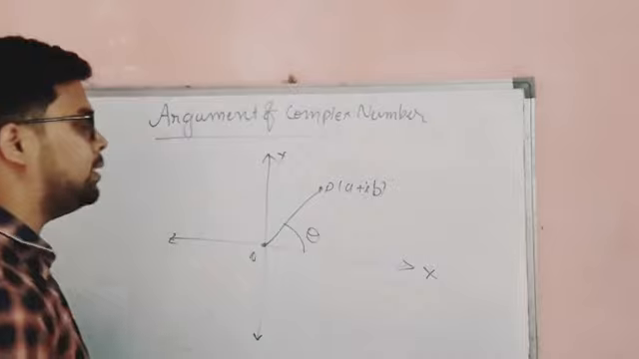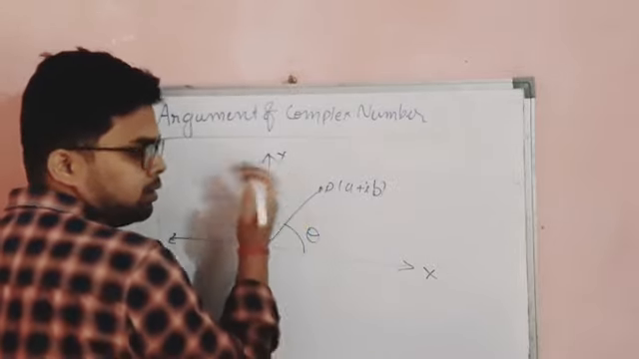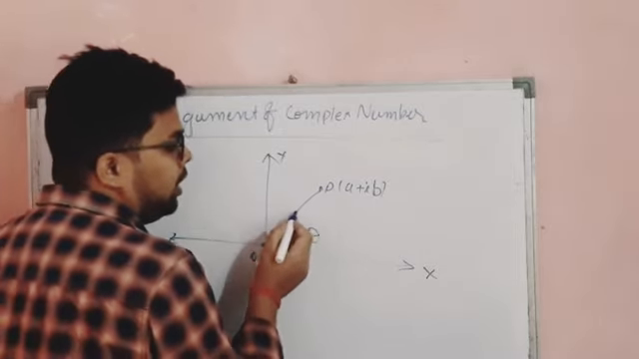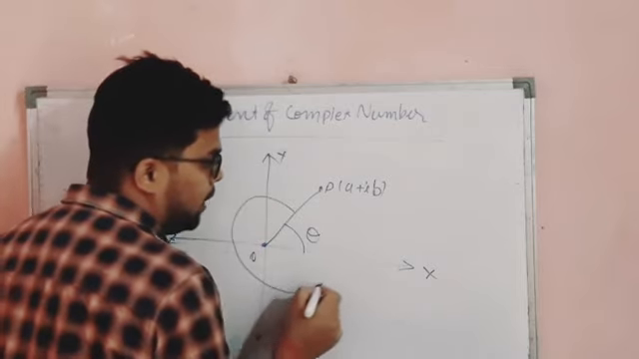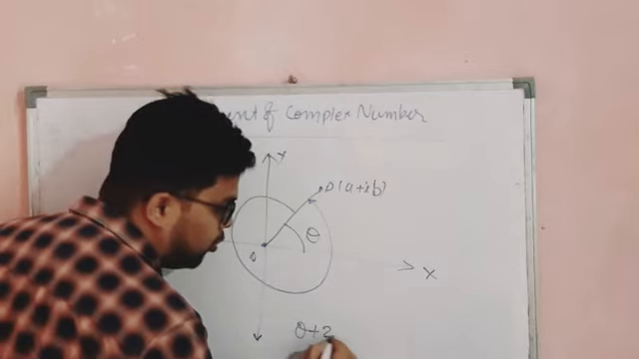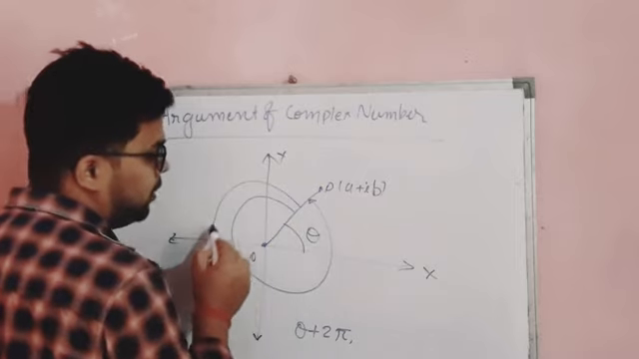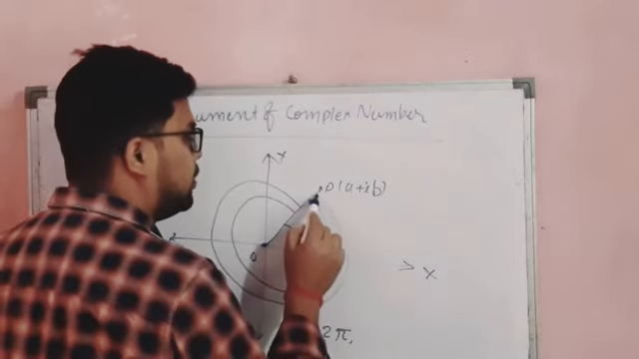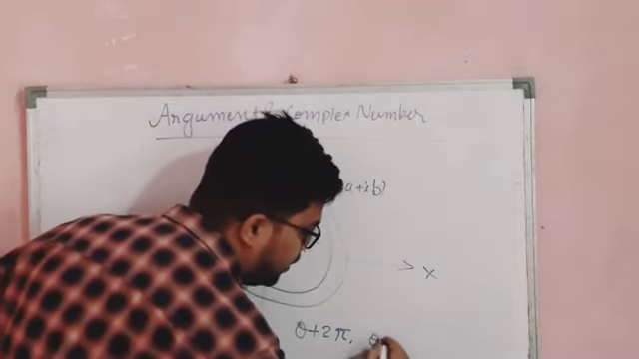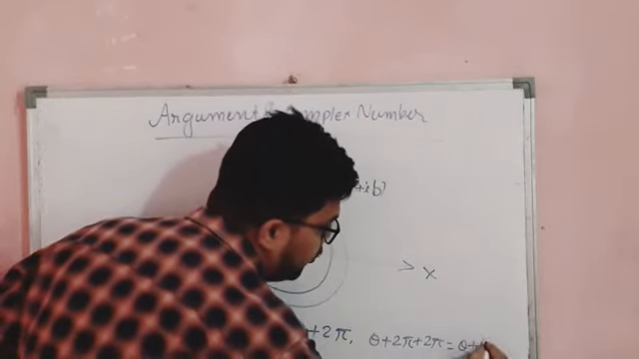So student, tell me one thing. If this OP turns anti-clockwise like this, completes one round and reaches its initial point, then the angle made by OP from the positive real x-axis will be theta plus 2 pi. If it completes a second round and reaches its initial point, then the angle made by OP from the positive x-axis will be theta plus 2 pi plus 2 pi, which is equal to theta plus 4 pi.